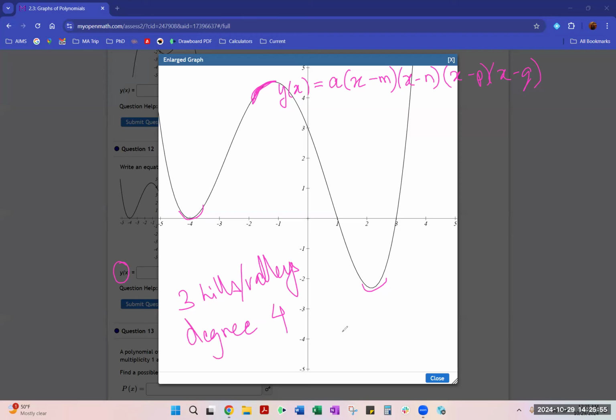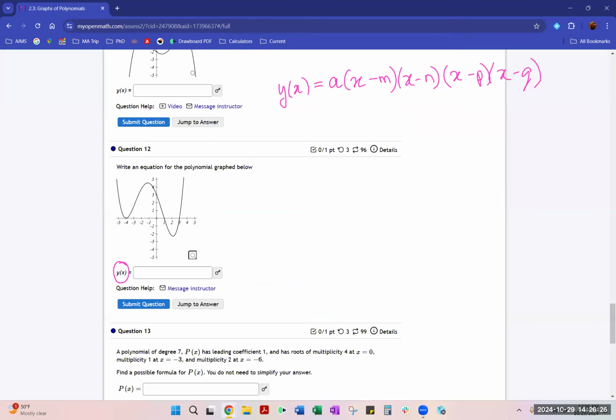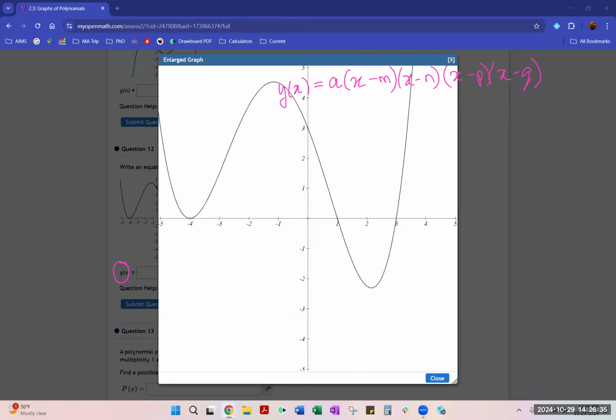Because remember, the general rule of thumb is if you have an nth degree polynomial, then you will have n minus 1 hills and valleys, right? So since we have 3 hills and valleys, we know there's got to be one number higher than the number of hills and valleys for the degree of the polynomial. So that's how we know we have a 4th degree polynomial. And that's why we need to have 4 factors in our form of the equation over here. So that's where these 4 factors of x minus m, x minus n, x minus p, and x minus q are coming from.